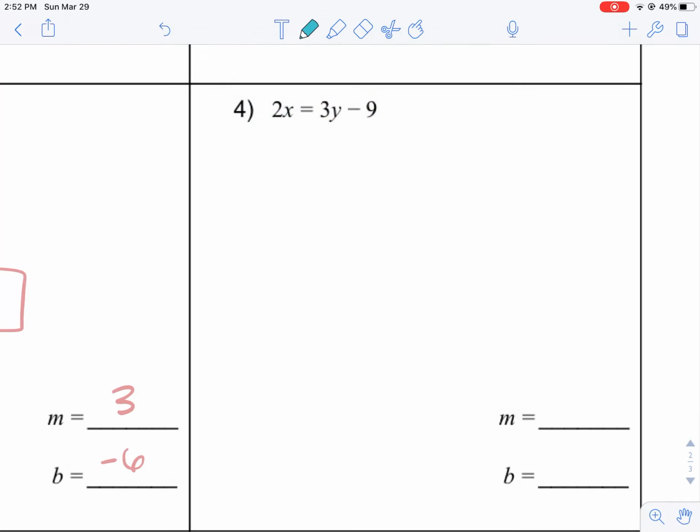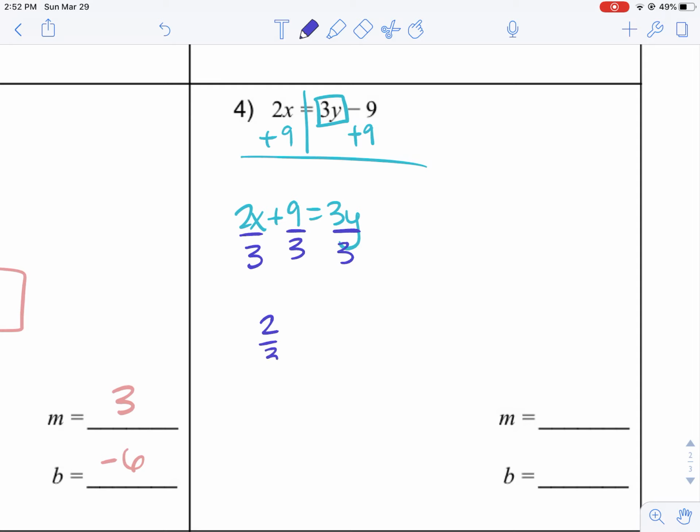And then this one, solving for y, instead of moving the x, I'm going to move the 9. So 2x plus 9 equals 3y. And then divide everything by 3. So 2/3 x plus 3 equals y.